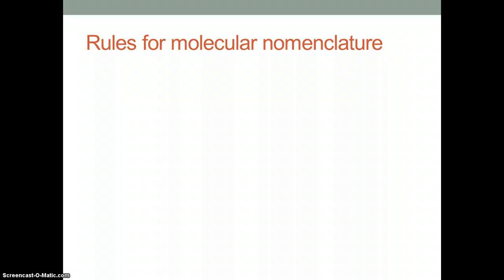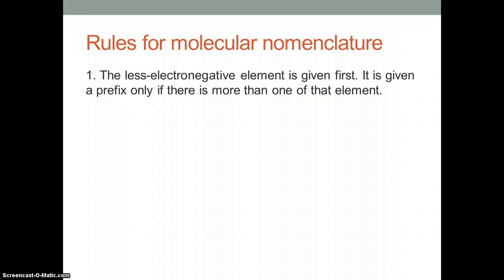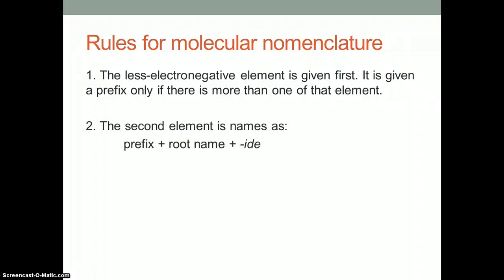So when we're doing molecular nomenclature, there's 3 rules we follow. First, the less electronegative element is given first. It is given a prefix only if there's more than one of that element. The second element is named as the prefix plus the root name, and then "ide." So the "ide" is similar to ionic compounds, but unlike ionic compounds, we have this prefix coming before it.